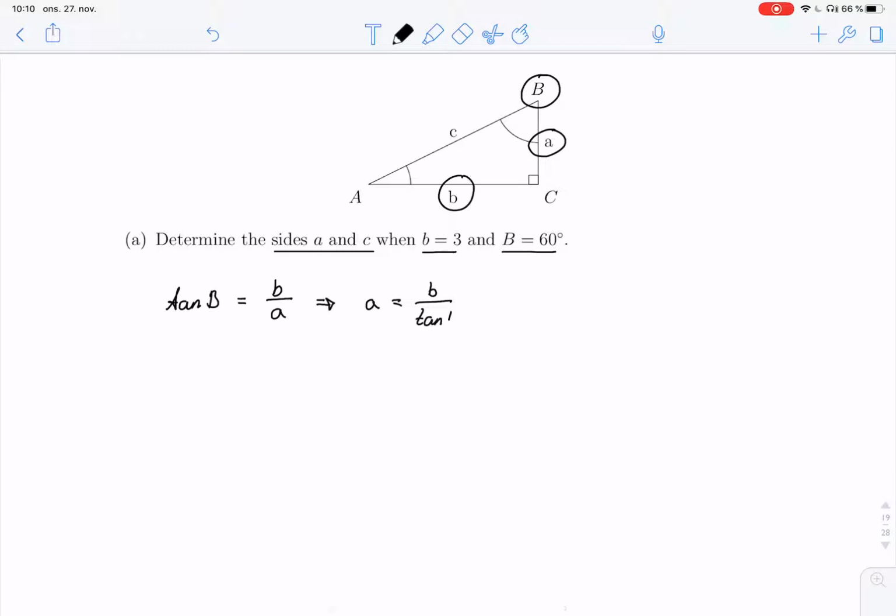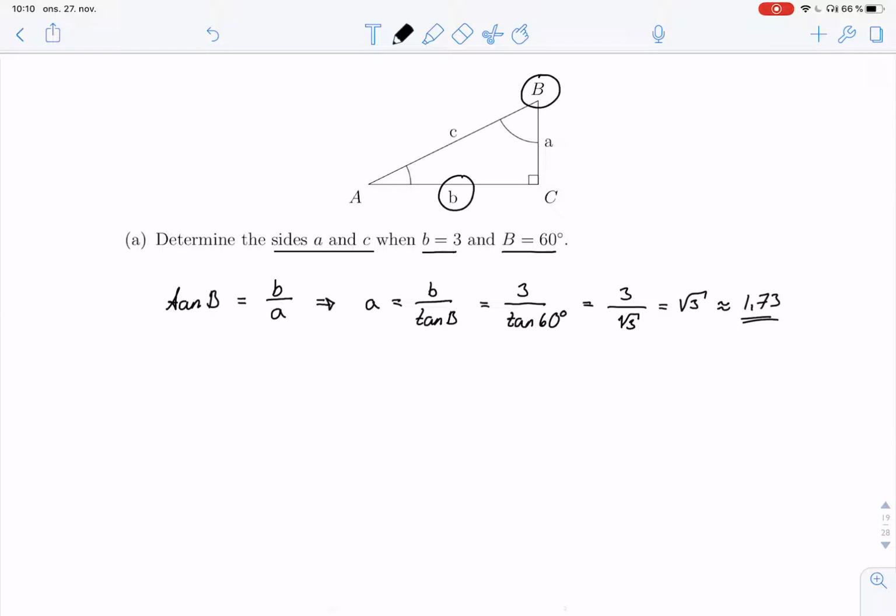So please distinguish between the side B and the angle B. Side B is 3 and the angle B is 60 degrees. The exact value here for tangent is the square root of 3. So this would be 3 times square root of 3, which is 1.73 approximately. So that was the side A.